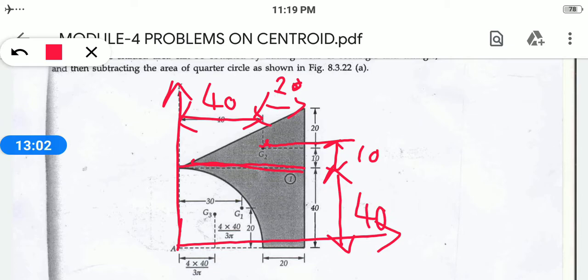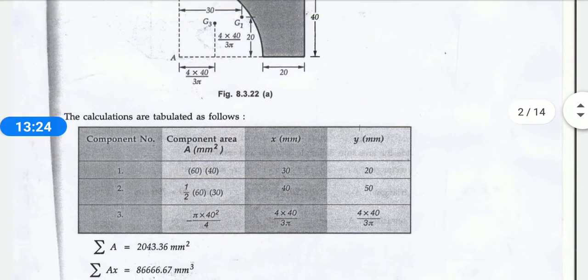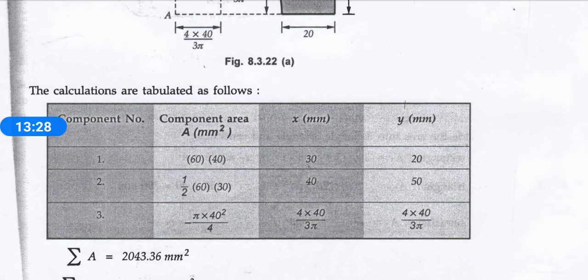Got it? Wherever you need to find the centroid, you need to calculate from the axis. So this has to be calculated using the formula you had found, that as a 10. But for this you don't need to substitute any formula. That is your height of your axis. So it is 40 plus 10, which will be equal to your 50 in your y. Okay, so two components got over.